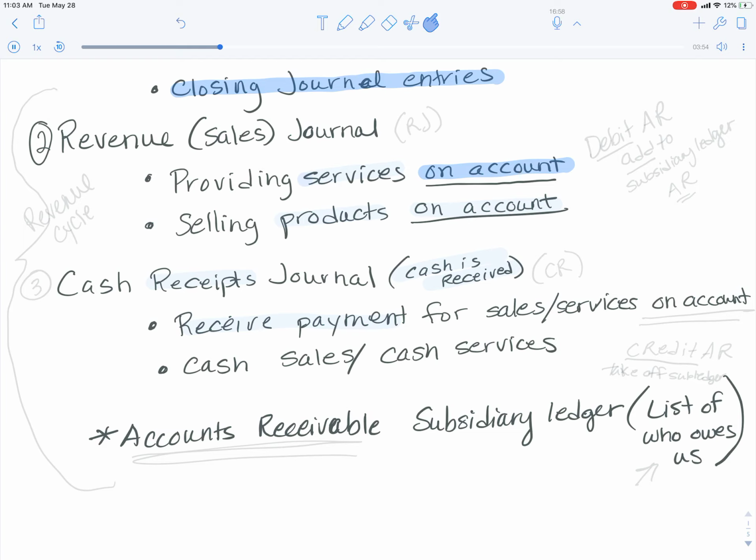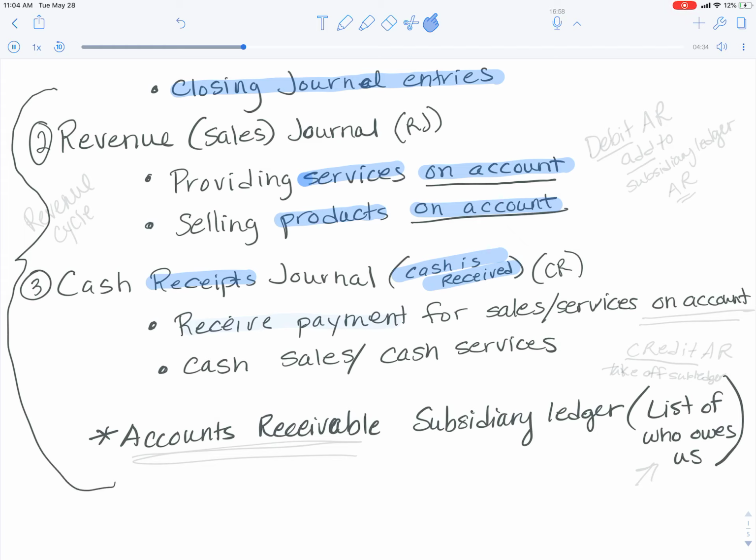So both of these 2 journals, we're running out of room, are on the revenue cycle. We're talking about selling stuff and making money. Okay, so the cash receipts journal, we receive payment for sales or services. Okay, possibly it was put on account here, so we made a sale and we debited accounts receivable and credited fees earned. Okay, so we're going to debit accounts receivable.